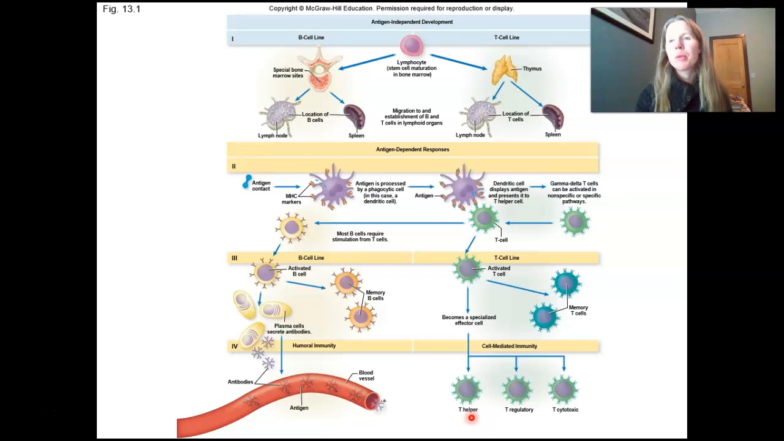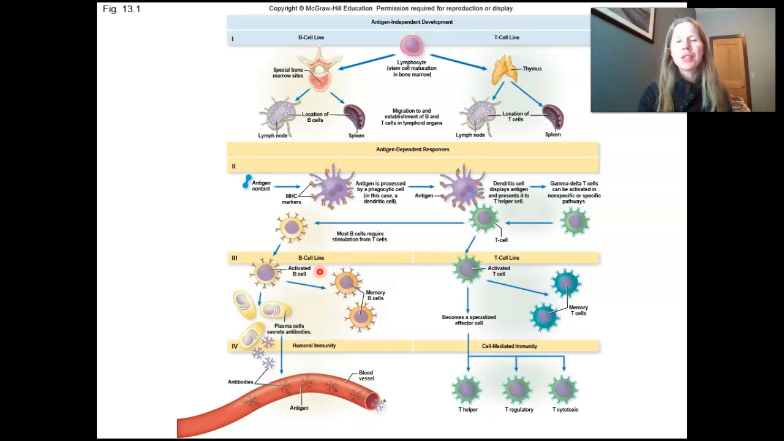Helper T cells, you've heard because of HIV, and the helper T cells are really going to be the ones that kind of direct the immune system. They're going to do that activation of B cells. They're also going to activate cytotoxic T cells. Okay, so that's kind of the general thing.